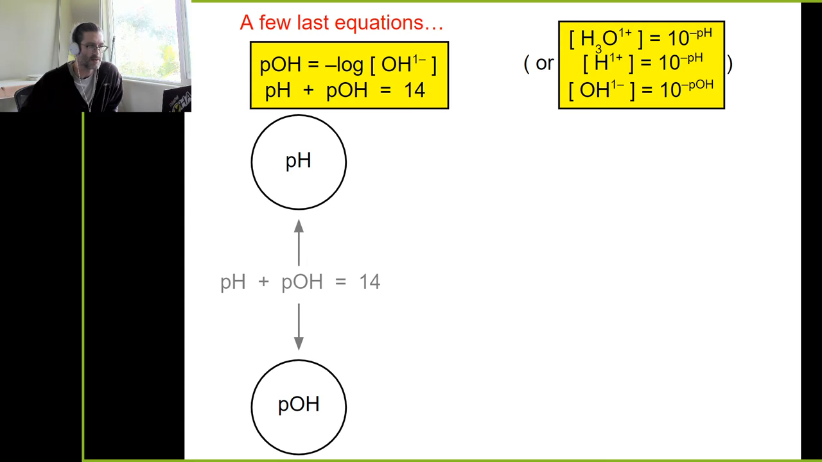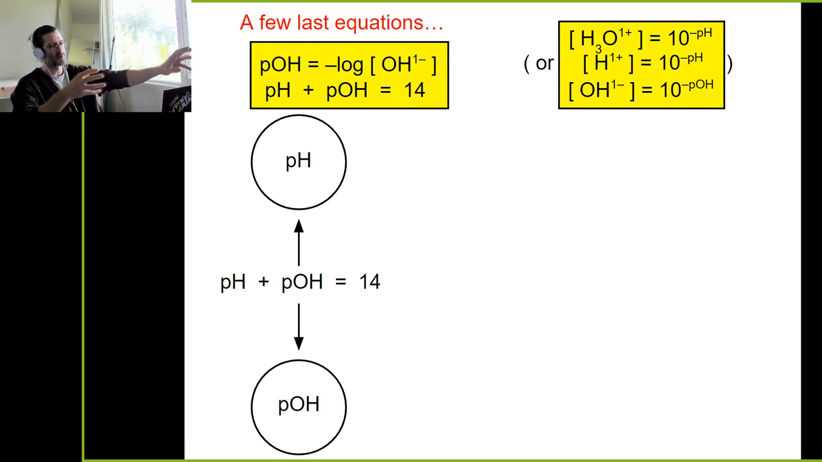So let's look at this using a flow chart here. This is the simple thing to think about: pH plus pOH equals 14. The sum of those two exponents is 14. It's negative 14, I mean, because they're negative exponents, but the pH and pOH are the opposite of the power of 10 that we need to get the concentration of each of those ions.